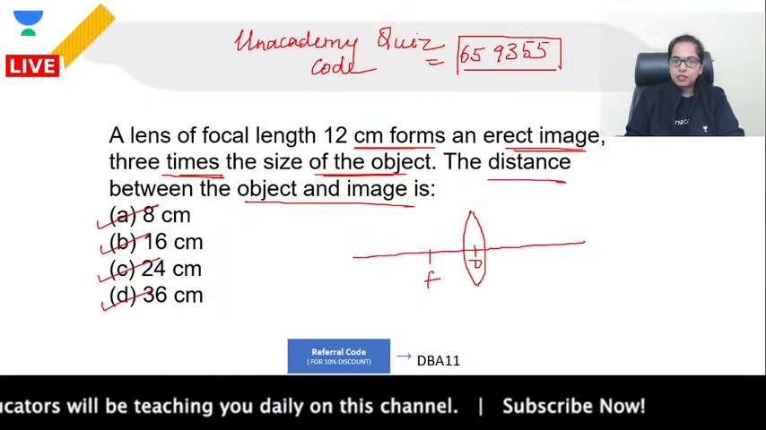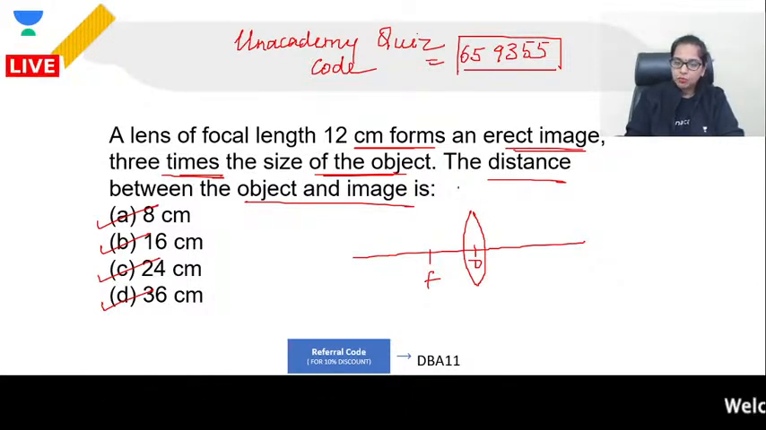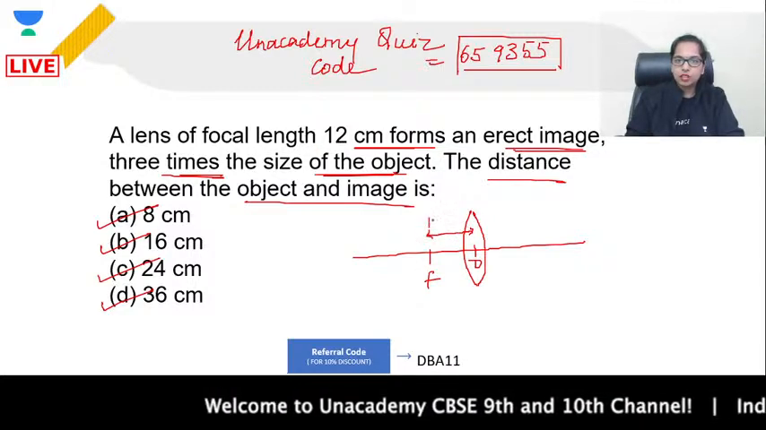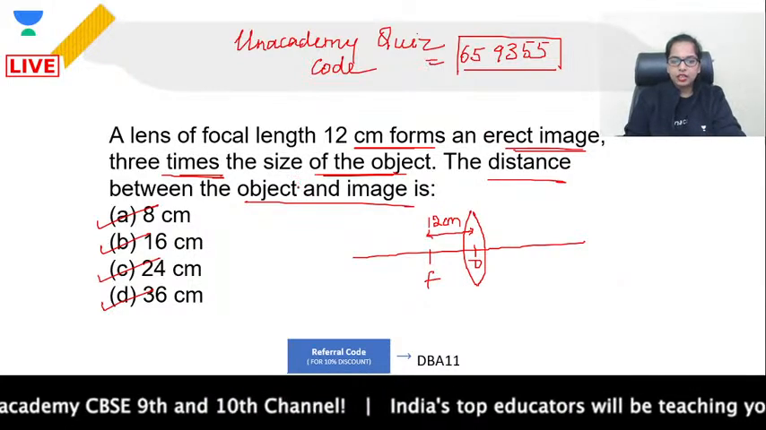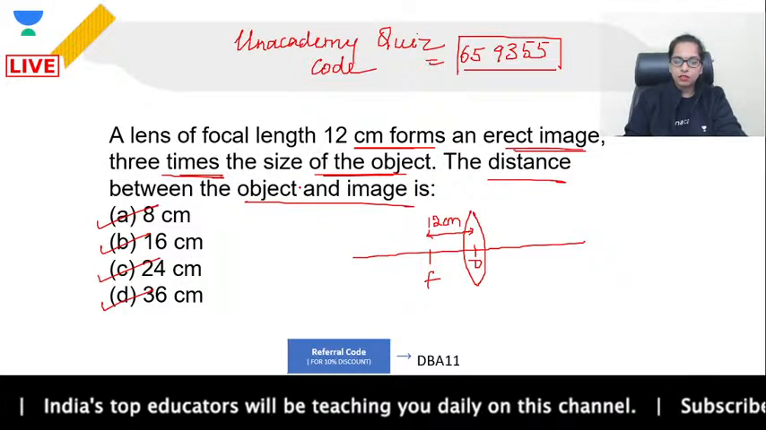So of course it is a convex lens because here the image is forming 3 times the size of the object. Now what happens is the lens is having focal length of 12 centimeters. So it is around 12 centimeters given to us to form an erect image. Erect image is forming over here. So how to solve this?